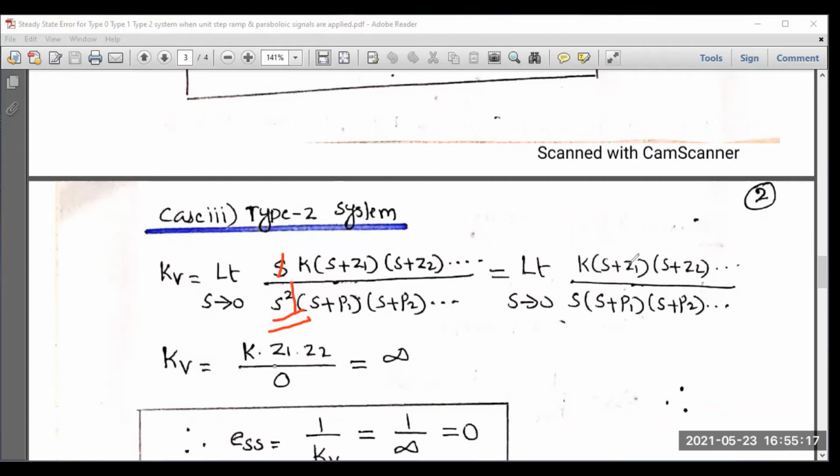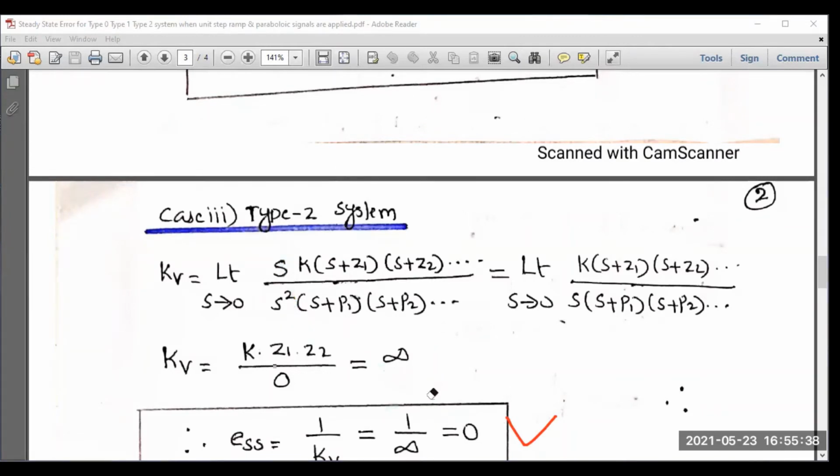So this is the formula: K into (s plus z1) into (s plus z2) divided by s squared into (s plus p1) into (s plus p2), etc. So the numerator will be a constant, and the denominator becomes 0. A constant divided by 0 will always be infinity. Therefore, while calculating the steady state error, 1 by Kv is 1 by infinity, that is equal to 0. I hope it is clear.